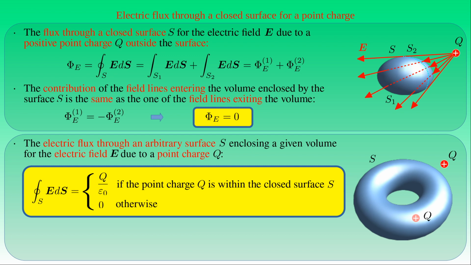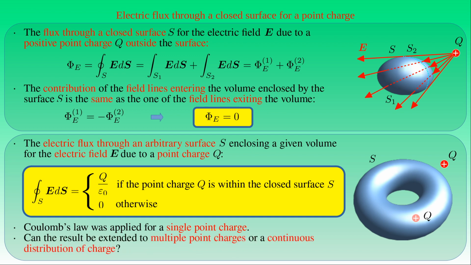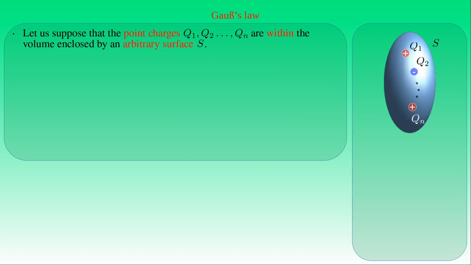We note that we applied Coulomb's law for a single point charge to derive this relationship between electric flux and charge. The question is whether we can extend this result to multiple point charges, or even to a continuous distribution of charge. If we examine this question, we will see that such an extension of this result is possible, which is stated in Gauss's law. First we show how to extend the result to an electric field due to a system of point charges. Let us suppose that the point charges q1, q2, ellipsis, qn are within the volume enclosed by an arbitrary surface S. The total charge q in the volume is the algebraic sum of the charges qi in the system from i equals 1 to n.